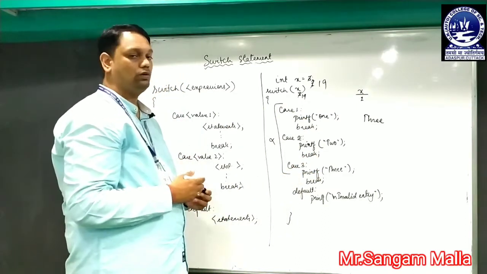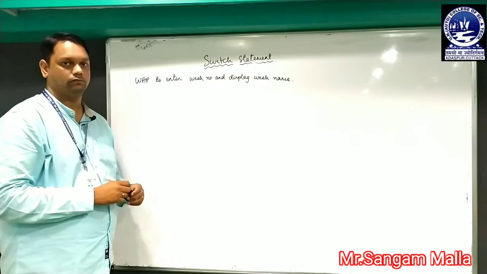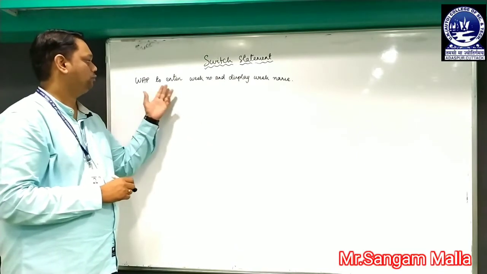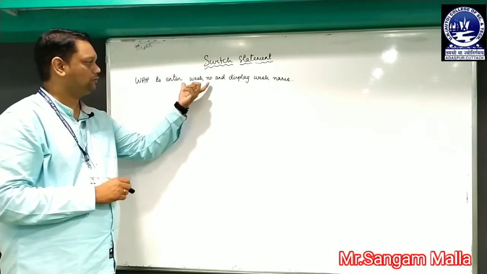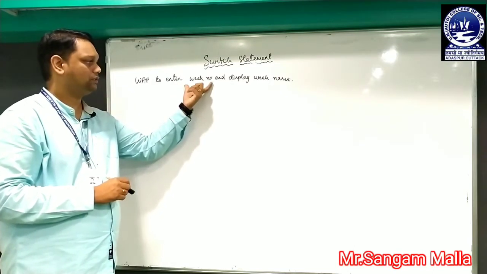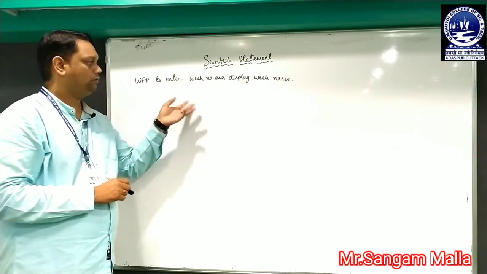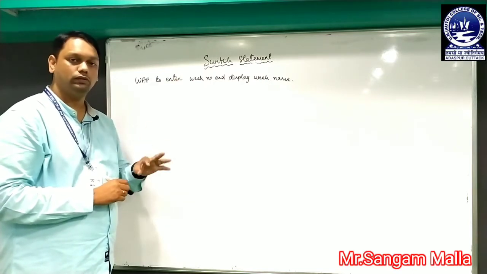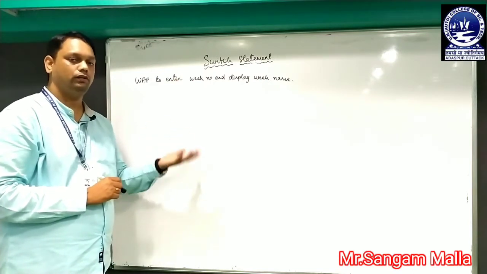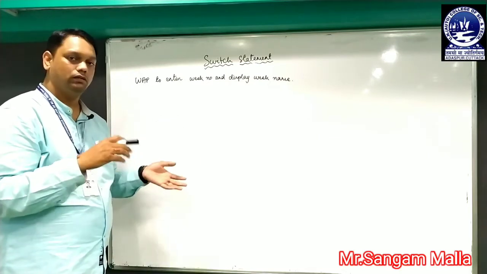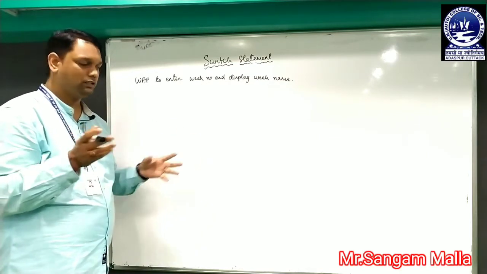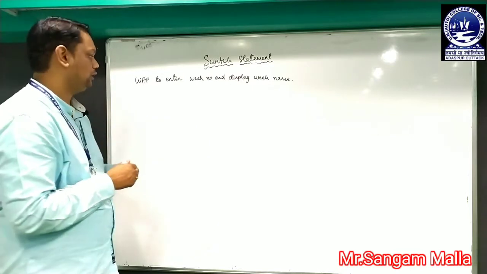Now we will move to another example of a switch statement. Now we have taken an example: write a program to enter a week number and display the week name. So as we know, we have 7 days in a week. That means if you enter 1, it will print Sunday. If you enter 2, then it will print Monday. Similarly, if you enter 7, then it will print Saturday. And if any number other than those 7 numbers, then it will print invalid entry. So now let's start the program.